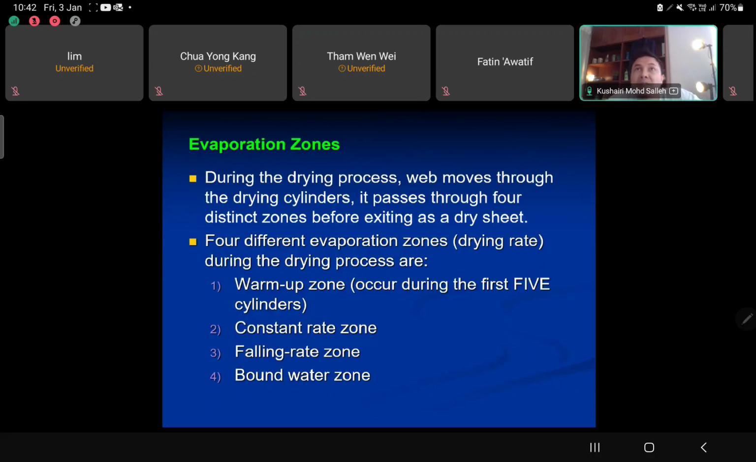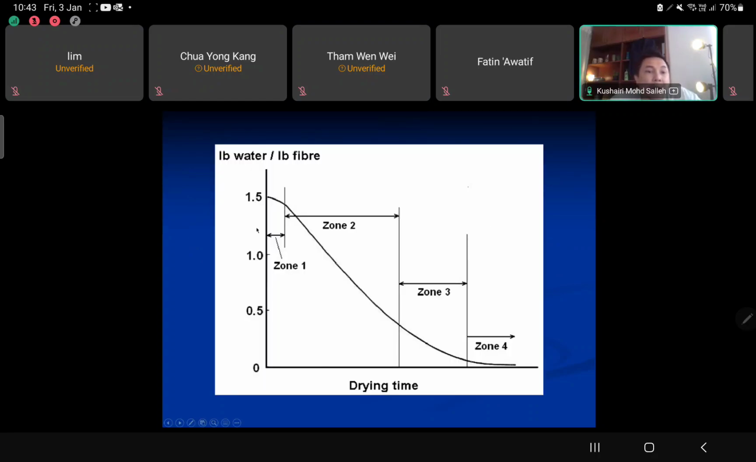So now we are talking about the evaporation zones. The warm-up zone usually occurs during the first 5 drying cylinders. And then we have the constant rate zone, the falling rate zone, and the bound water zone. All of this is related to the water. This is the amount of water per, let's say we change the pound to kilo, so kilo of water per kilo of fiber.